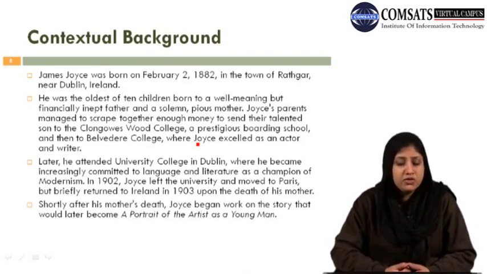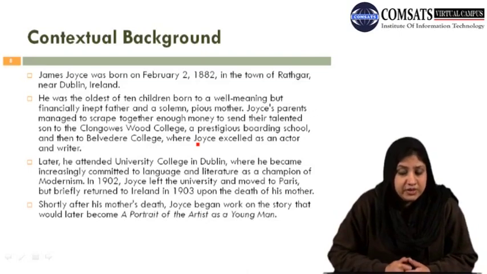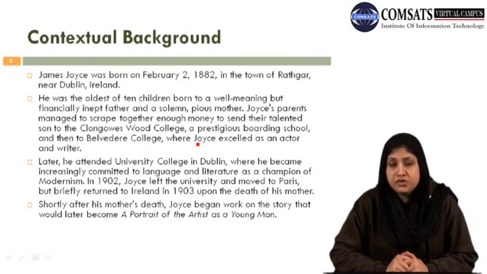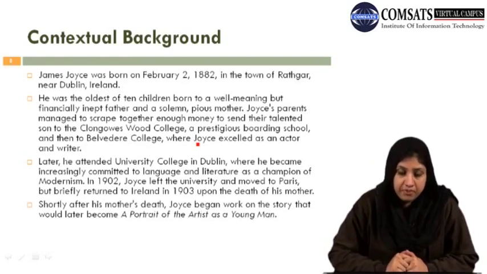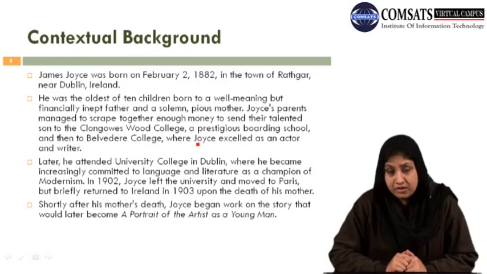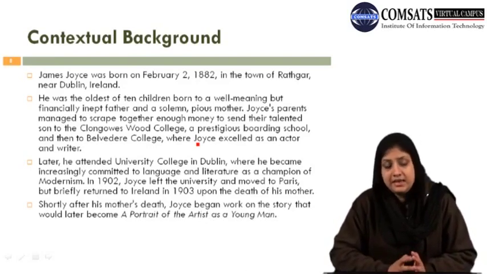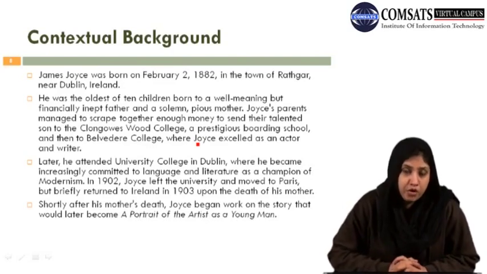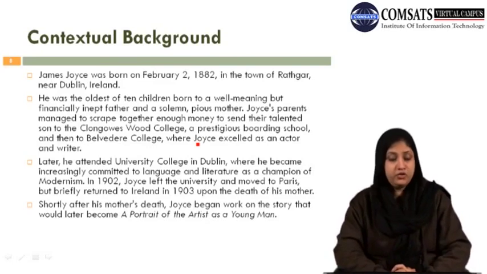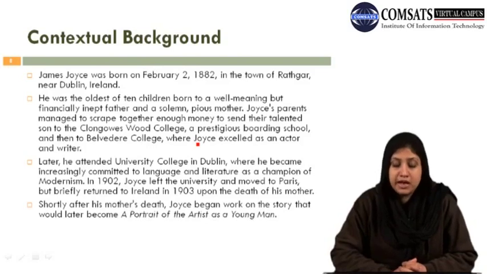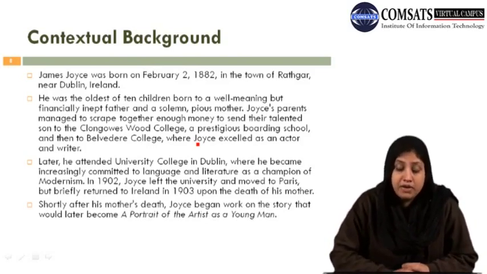Joyce's parents managed to scrape together enough money to send their talented son to Clongowes Wood College, a prestigious boarding school, and then to Belvedere College, where Joyce excelled as an actor and writer. Later, he attended University College in Dublin, where he became increasingly committed to language and literature as a champion of modernism. In 1902, Joyce left the university and moved to Paris, but briefly returned to Ireland in 1903 upon the death of his mother.